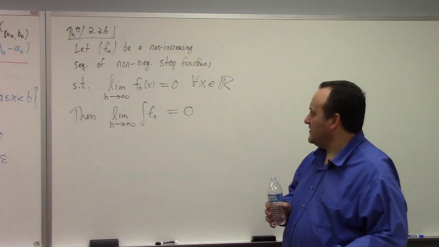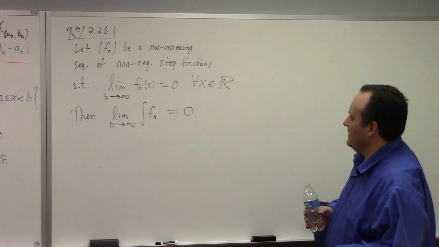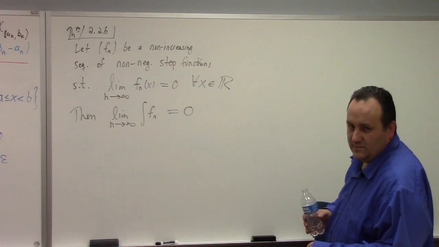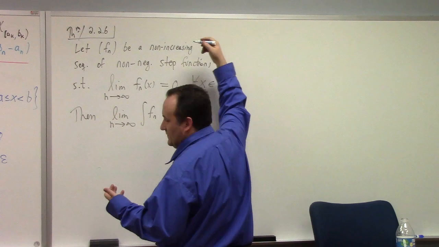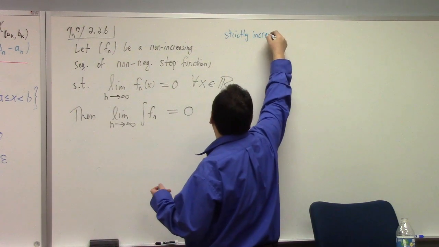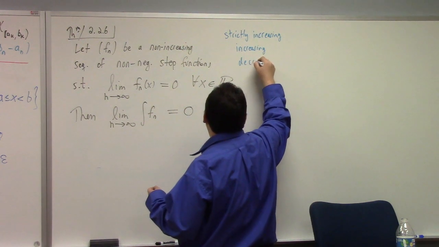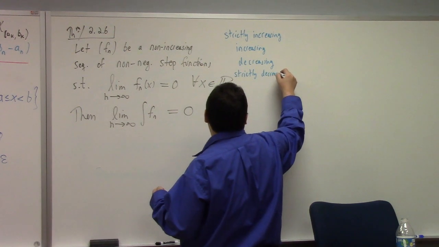So, non-increasing sequence of non-negative step functions. I think it means decreasing. I think this comes from the family of language where increasing and decreasing mean strictly increasing and strictly decreasing. So there are different schools of thought on the language, yeah? Some people say strictly increasing, and then they talk about increasing, and they talk about decreasing, and they talk about strictly decreasing. Sorry if I'm outside your universe, Audric.